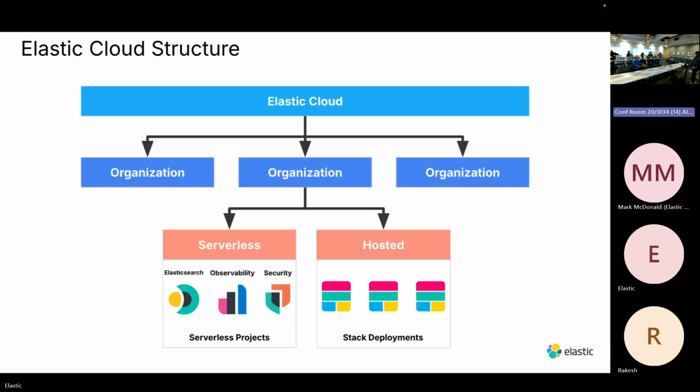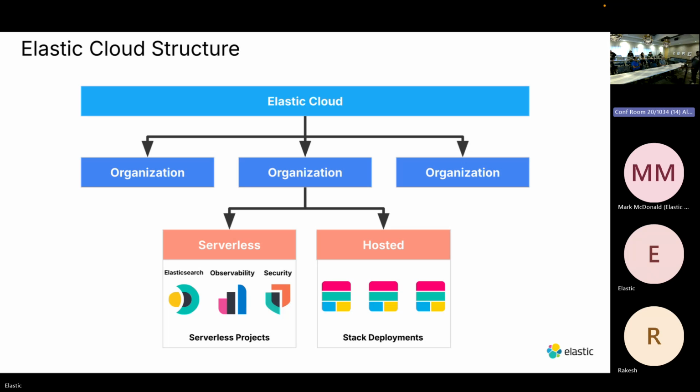So to give you a quick overview of how we think about it at a logical layer: Elastic Cloud is the parent hierarchy, which you see first. Then customers can create an organization. They can have multiple organizations, or even a single organization. And within an organization, customers have the ability to choose either hosted or serverless, right? In hosted, we offer the same three solutions which you see on serverless, but on hosted, everything is in a single deployment. So you can create a deployment and use either Elasticsearch, observability, or security, right?